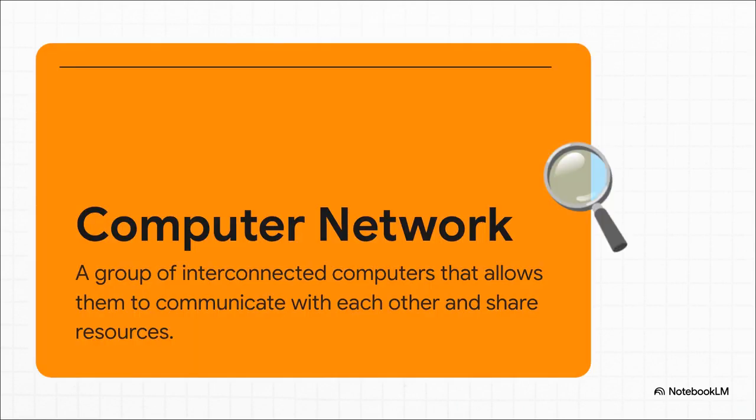So, at the very heart of it all, you have the computer network. And honestly, the best way to think about a network is to just imagine it's the world's most efficient postal service. It's not just one mail truck or one post office. It's the entire system. The roads, the sorting centers, all the delivery routes. Everything working together perfectly to get your letter, or in this case, your data, exactly where it needs to go.